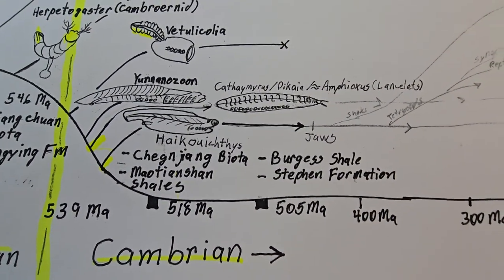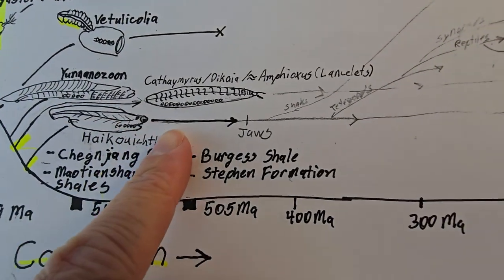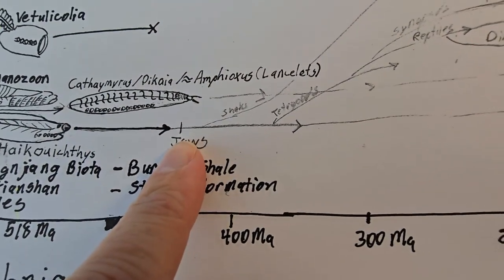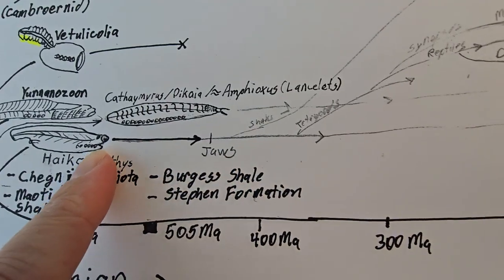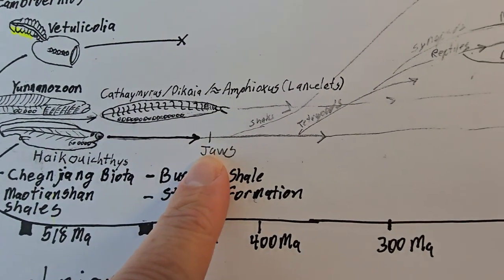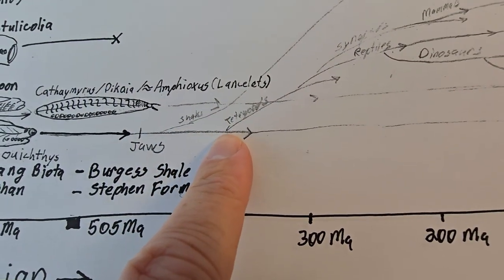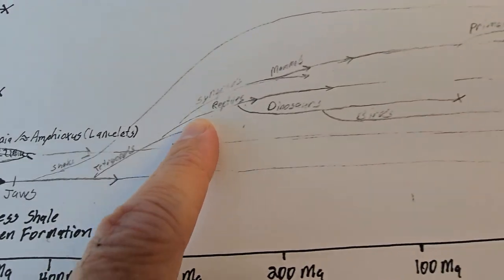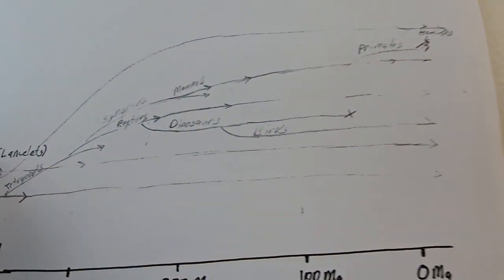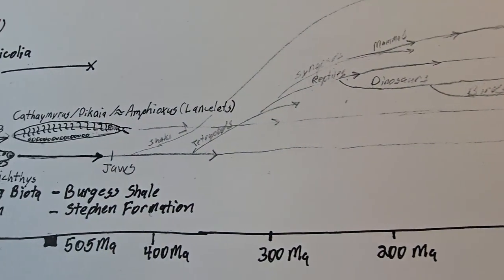So Haikouichthys is probably the descendant that evolved through time and evolved into jaws. Like, one of these pharyngeal slits, if you remember, evolved into the jaw, and then that's your sharks. And then the other fish became tetrapods that became mammals, and all this evolution, you know, the dinosaurs, the birds, primates, all this happened out of this vertebrate lineage.